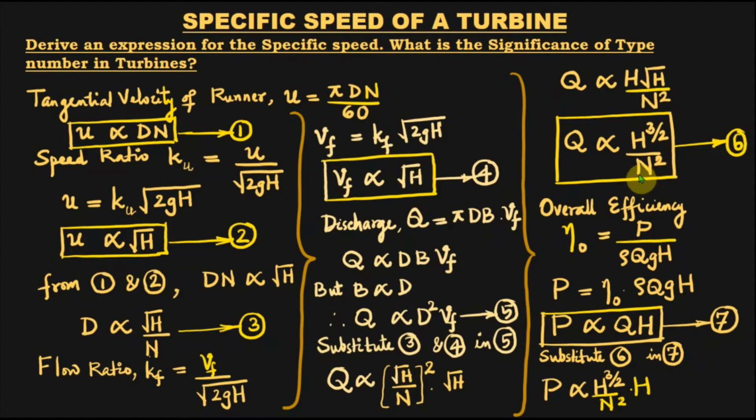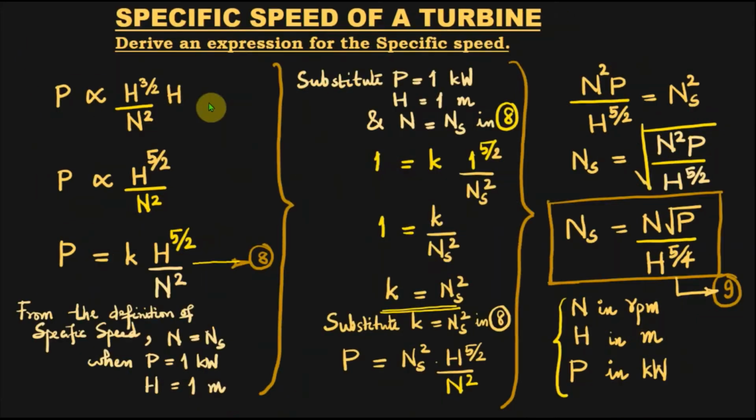Q is h raised to 3 by 2 by n square, then into h, because P is proportional to Q into h. So P is proportional to, now instead of Q, h raised to 3 by 2 by n square, then into h. If we simplify that, now P is proportional to h raised to 3 by 2 into h raised to 1 divided by n square. Now h raised to 3 by 2 into h raised to 1, that is h raised to 3 by 2 plus 1. The indices can be added, that is h raised to 5 by 2. So P is proportional to h raised to 5 by 2 divided by n square.